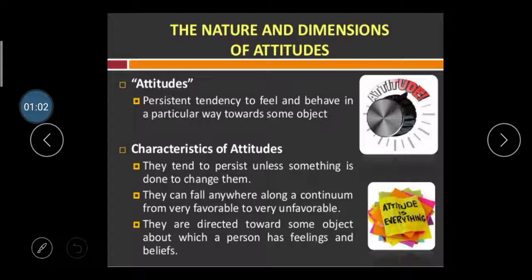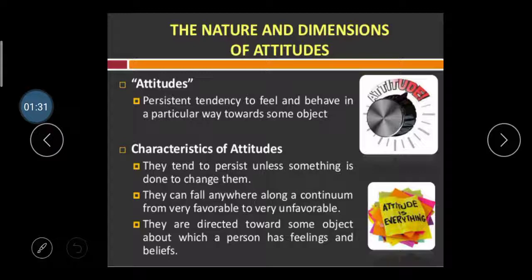So what does attitude mean? Attitude means a person's tendency to feel and behave in a particular way toward some object, right? You have to behave toward some object and some person, a different person with a different identity. At that time you have to behave accordingly, right? So this type of behavior is considered as your attitude, okay?